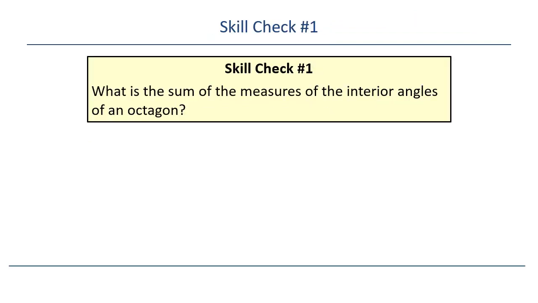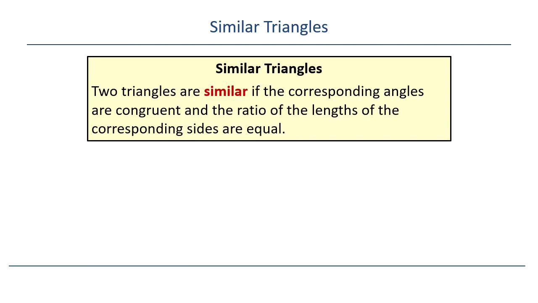Next, using that information, let's see if you can find the sum of the measures of the interior angles of an octagon. First, you've got to remember what an octagon is, right? How many sides it has. Octa, like octopus, which has 8 legs. So our octagon has 8 sides. So go ahead and pause the video and see if you can figure out the sum of the measures of the interior angles of an octagon. Did you get the right answer? Yay! All right, let's move on.